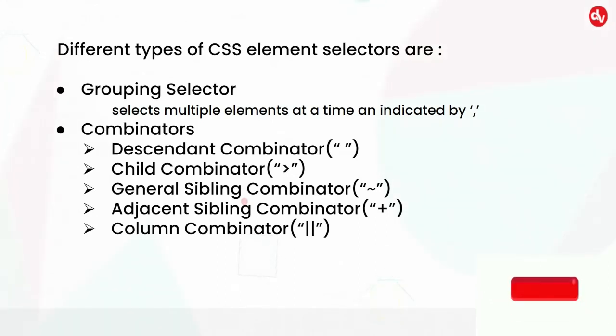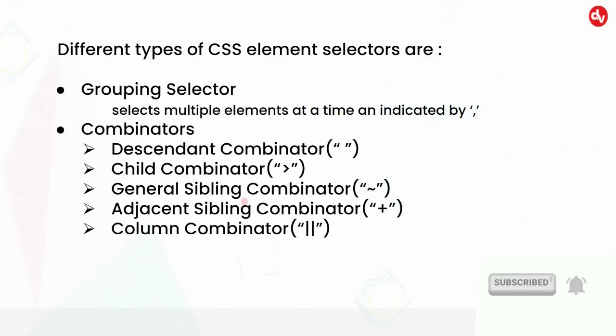And the fourth one is adjacent sibling combinator. Adjacent sibling combinator means the first element should be an adjacent sibling of the second element. That means they should be adjacent. They should be consecutive. So in that case only we use adjacent sibling. It is indicated by plus. So if you say first element plus second element, that means first element is the adjacent sibling of the second element. It should be a sibling also. That means the parents of both the elements should be same.